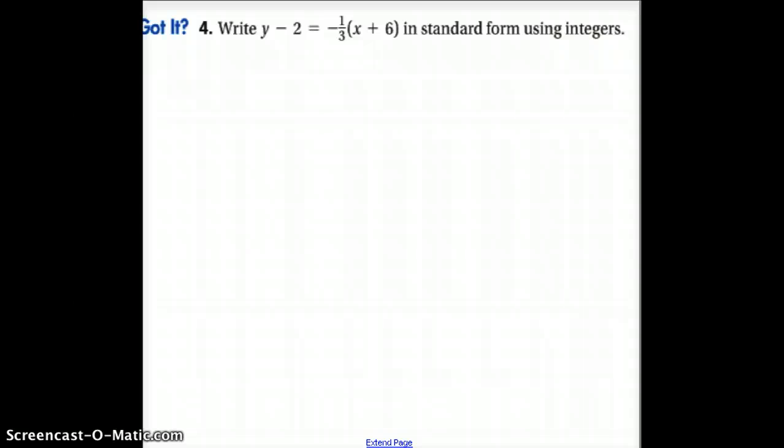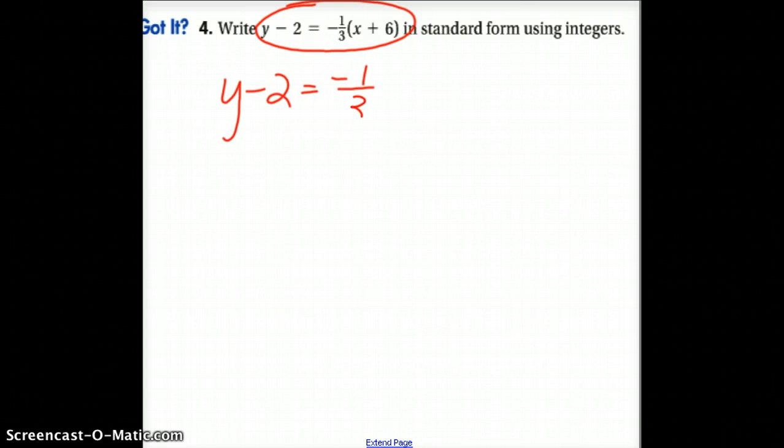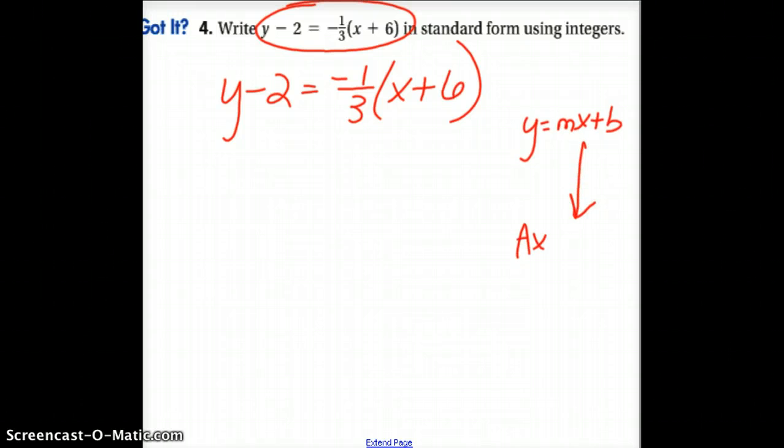I'll do one more example. However, in this example, my equation is starting in point-slope form. I want to go from point slope form to y equals mx plus b. It'll be easier then to go to standard form. Oh, that's a y. Okay, here we go. Stay with me. I am going to distribute and get rid of these parentheses.